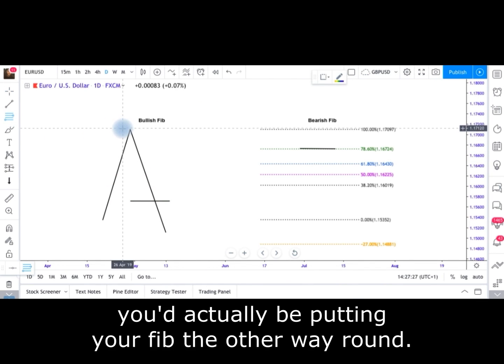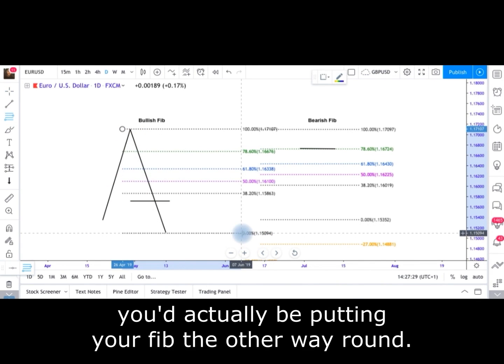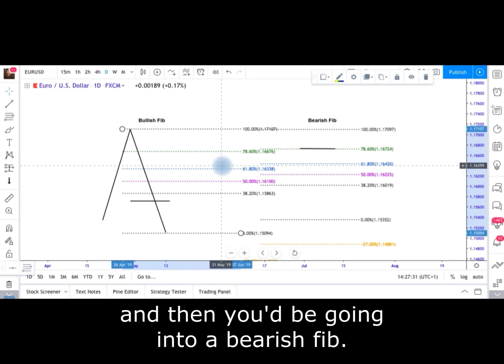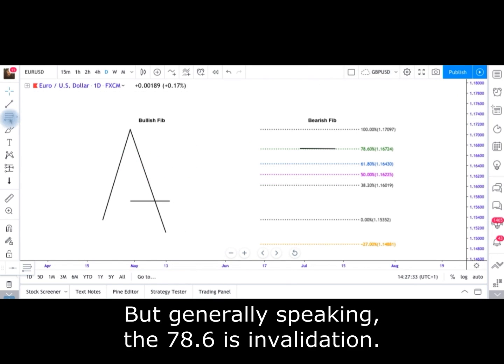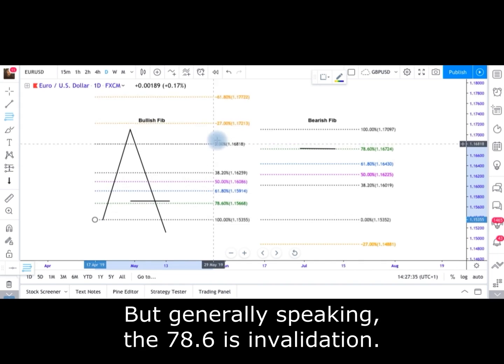And then you'd actually be putting your Fib the other way round, so then look for a retracement, and you'd be going into a bearish Fib. But generally speaking, the 78.6 is invalidation.